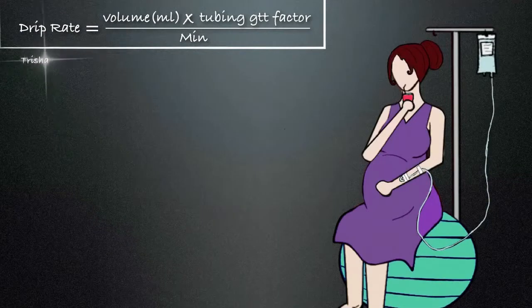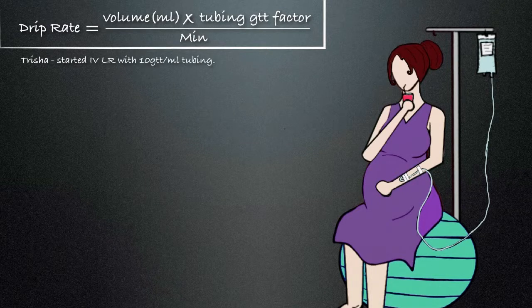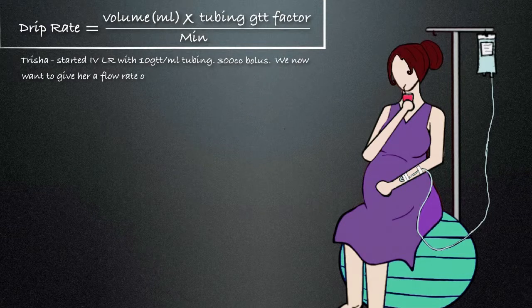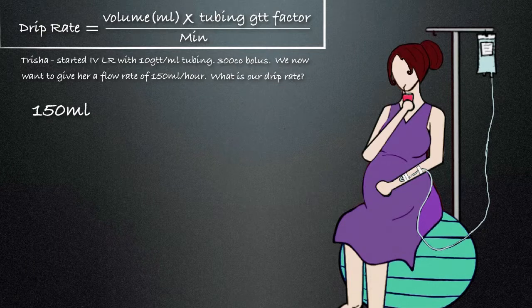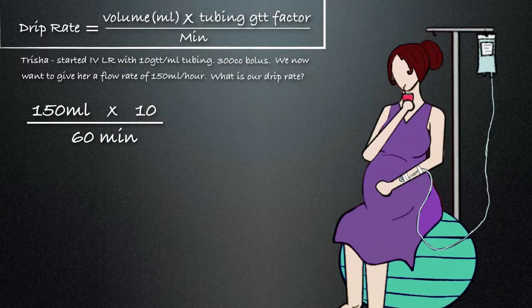Trisha is exhausted from a long labor and has become dehydrated, but she is able to sip on a little juice and eat some fruit. We decided to start an IV of lactated ringers with macrodrip tubing, 10 drips per ml, and to give a bolus of 300 cc's. After the 300 cc's are in, we slow the rate down and decide to give her 150 cc's an hour. What will we have to adjust our drip rate to in order to accomplish this? We would take our volume, 150 milliliters, multiply it by the drip factor of our tubing, 10, and divide it by 60 minutes, which would give us a drip rate of 25 drips a minute.